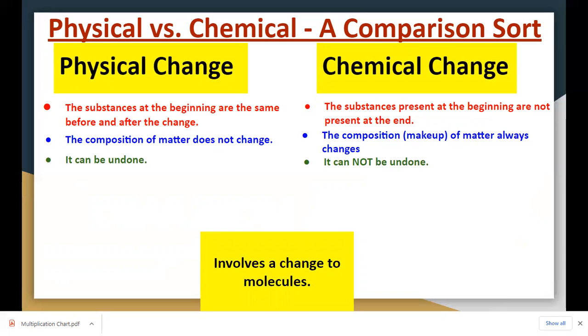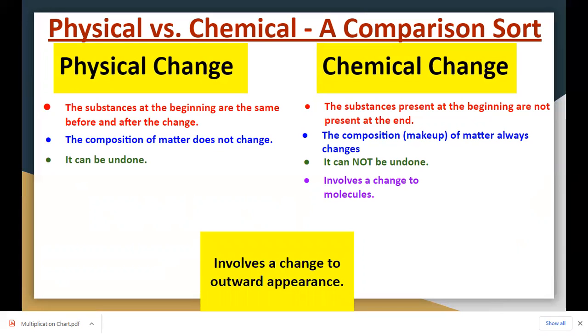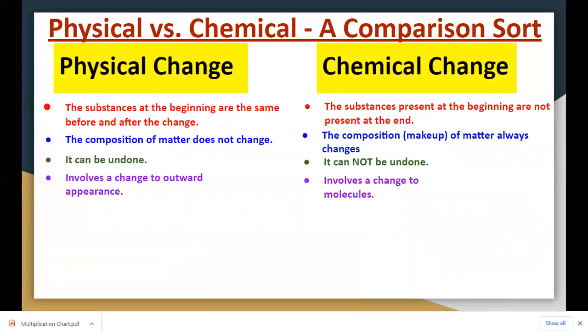Involves a change to molecules. A change to molecules. Yes, chemical change. Remember, at the molecular level is a chemical change. Involves a change to outward appearance. Exactly, physical change. Next, melting an ice cube. Don't get this one wrong. Exactly, it's a physical change. Changes of state are physical changes.